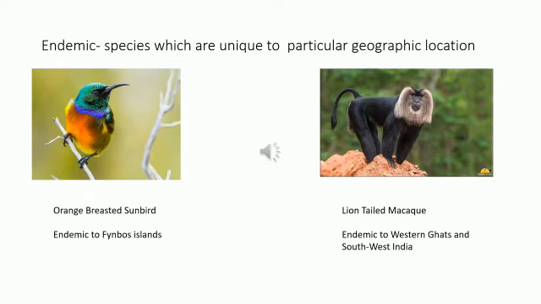Right? Now, endemic species are located in a particular area, as we discussed, like kangaroos of Australia. So if the area is altered, or anything happens to that particular area, these organisms will also be affected very, very badly.